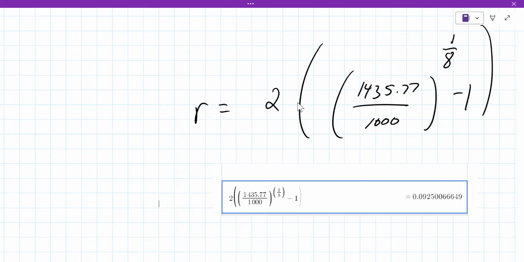So is it about 9.25%? Exactly, yes. Perfect. Really good. All right.